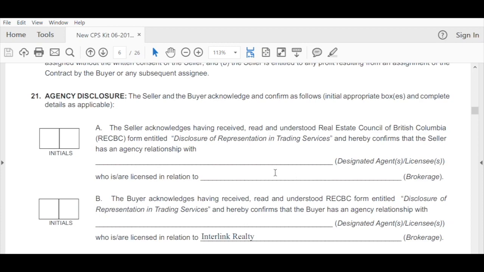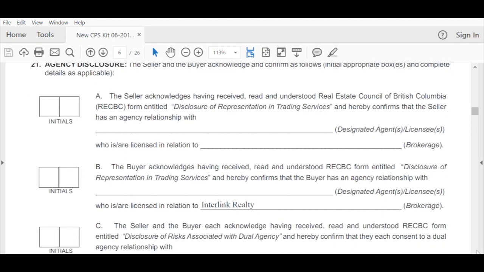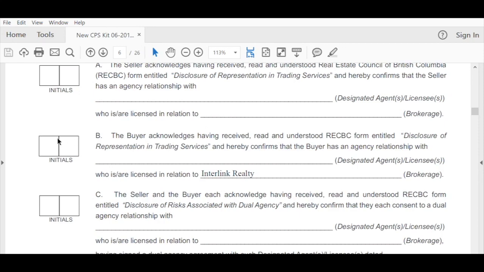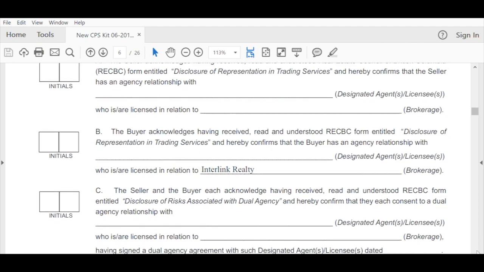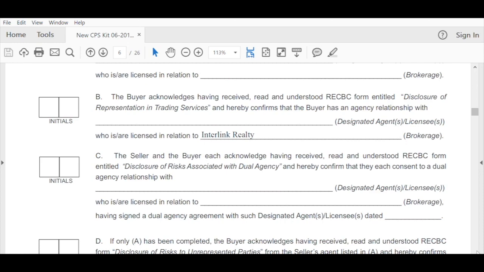If you're working for Interlink as a buyer's agent, then you should have your client initial here and put your name right here as the designated agent, and you are licensed in relation to Interlink Realty. C is when you are going to disclose the risk associated with dual agency, which is not allowed. So I would suppose you don't even touch it. C is not to be touched.